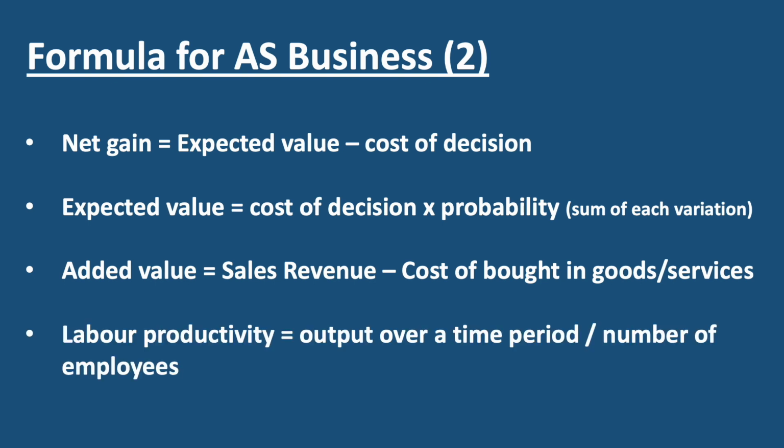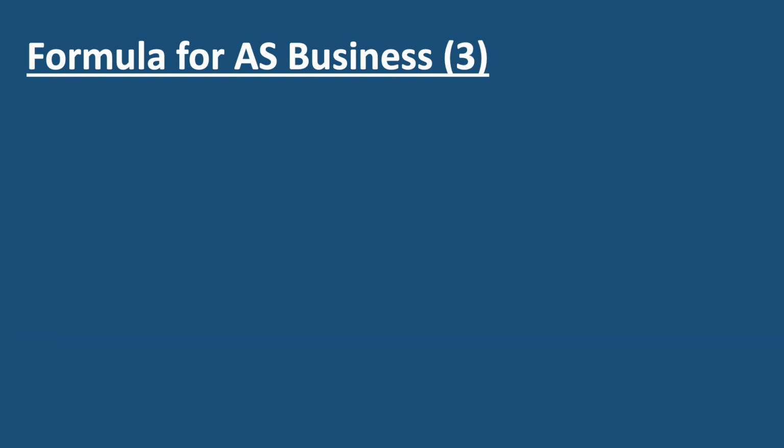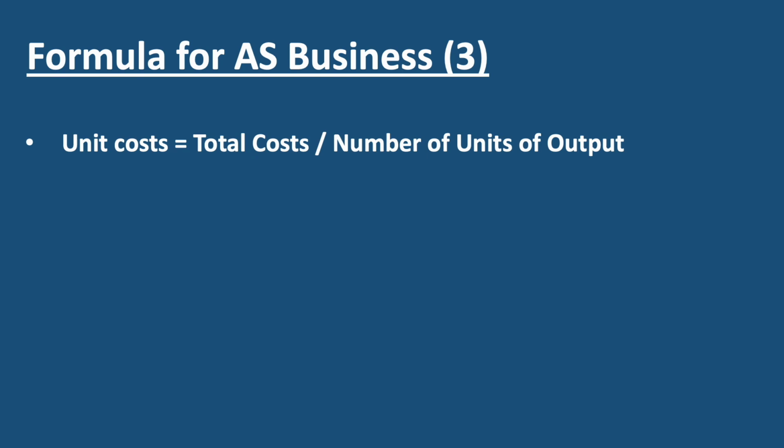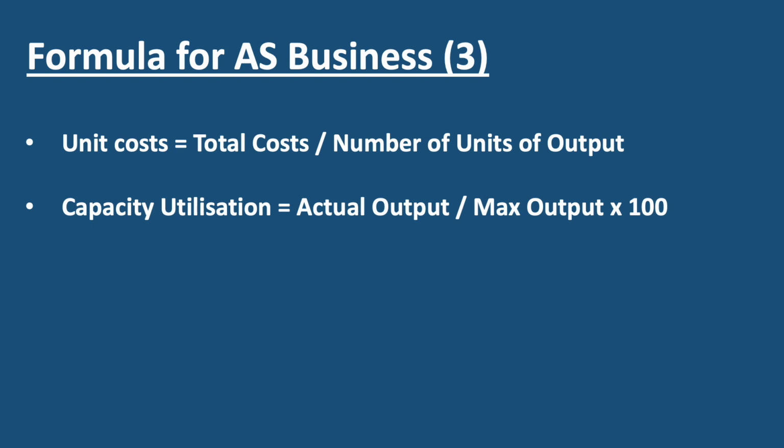Labour productivity, the output over a time period divided by the number of employees. Third set of formulas, unit costs equals total costs divided by number of units of output. Sometimes that's called average unit cost, clearly related to economies of scale. Capacity utilisation is actual output divided by your maximum possible output times by 100. And remember, the higher your capacity utilisation, the more efficient you are.